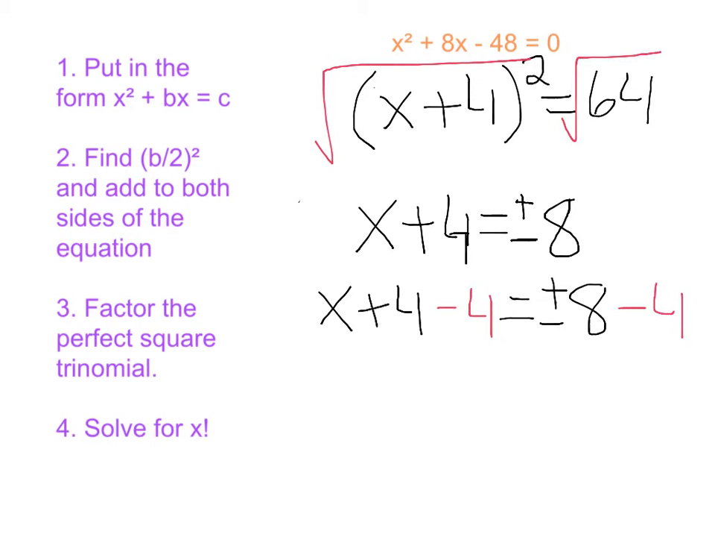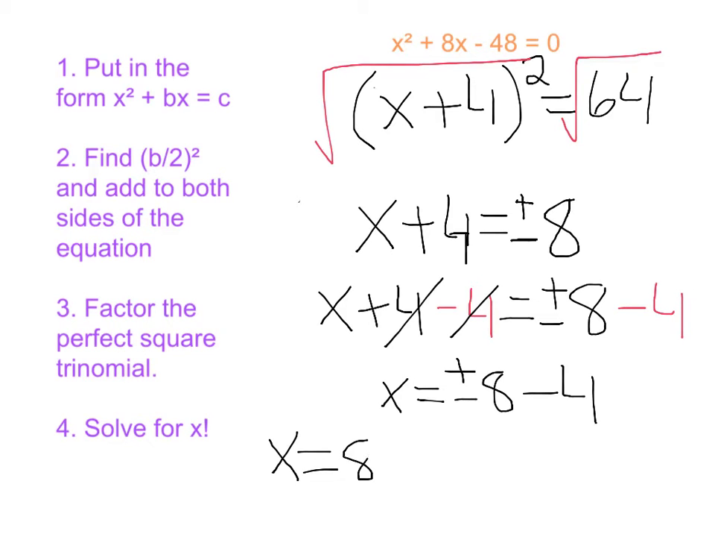My next step is to subtract 4 on both sides to cancel them out on the left. So I have that x equals plus or minus 8 minus 4. Now, that plus or minus means I'm going to have two solutions. One of them, consider 8 is positive. What is 8 minus 4? 8 minus 4 is 4.